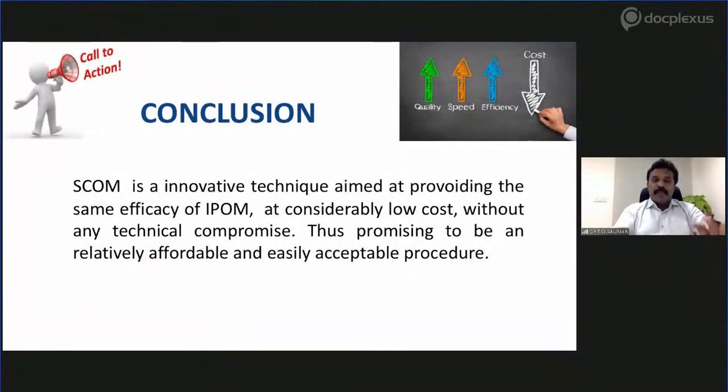So the conclusion is that subcutaneous only mesh repair is an innovative technique that aims to provide the same efficacy as IPOM at considerably low cost without any technical compromise, thus promising to be a relatively affordable and easily acceptable procedure. Thank you very much. I think I have completed.